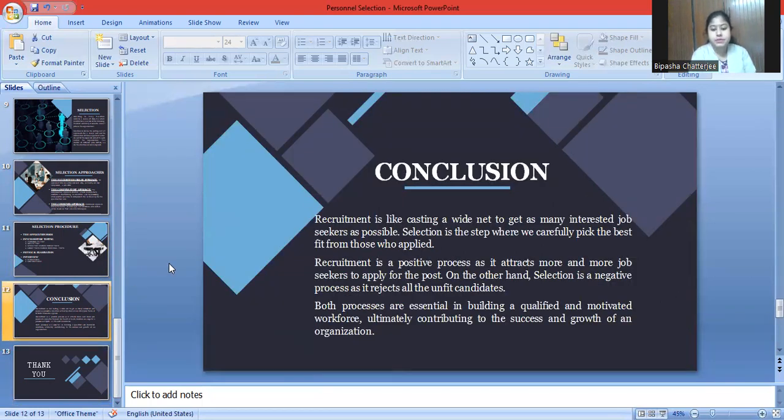And as I said, these two processes are absolutely essential, and they need to be conducted sincerely by professionals and experts, because they actually help the organization build a qualified and motivated workforce. Human resource, the employees working in the organization, are the backbone of any organization. Without them, the organization is nothing. So building that qualified and motivated workforce ultimately contributes to the growth and success of the organization, as well as giving your employees a platform for self development, self exploration, and enhancing their own competence and efficiency.